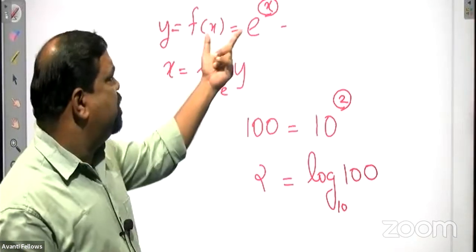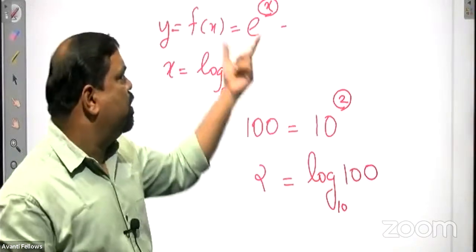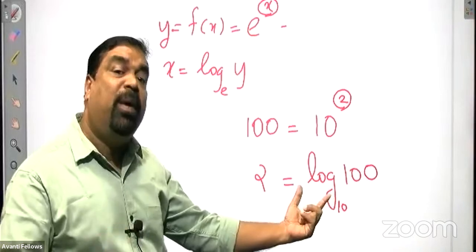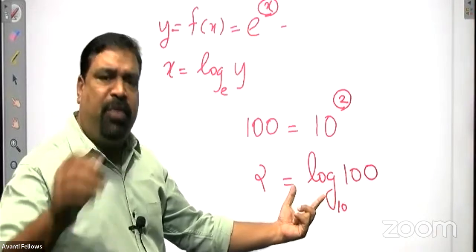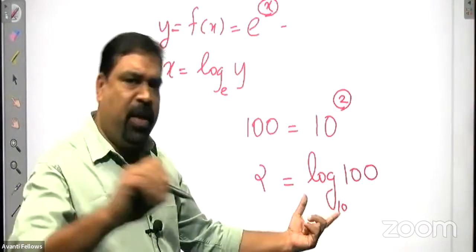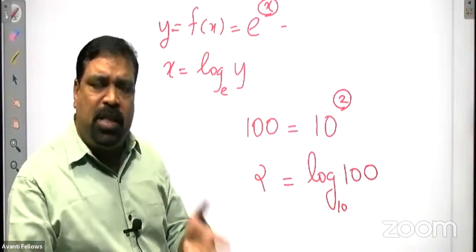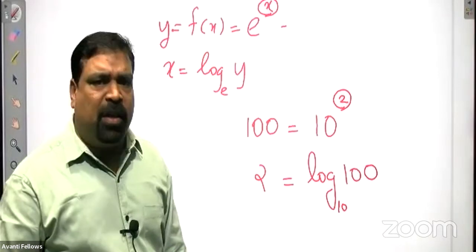Here the base is e, there the base is 10. When the base is 10, we call it the common exponential function as well as the common logarithmic function. When the base is e, we call it the natural exponential function as well as the natural logarithmic function.